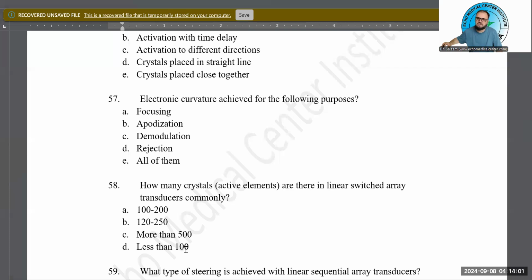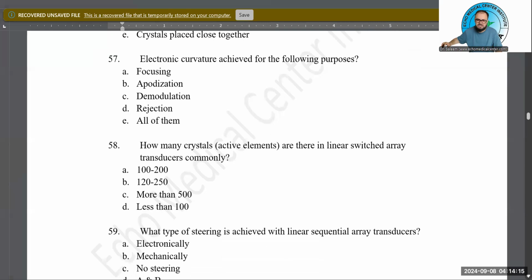Exactly. B is the correct answer. From 120 to 250. It can be more or less, but this is the range. Commonly, we have this many crystals in linear sequential array transducers. Okay, let's do this question.